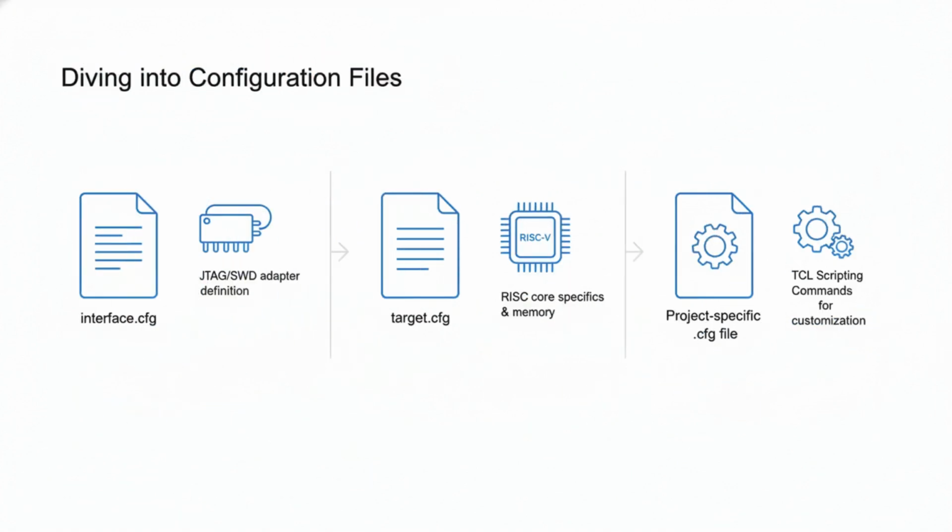OpenOCD's power lies in its flexible configuration files, which are written in a TCL-based scripting language. Typically, you'll work with at least two main types of configuration files. The interface.cfg file defines your JTAG/SWD debug adapter, how OpenOCD communicates with the physical hardware. The target.cfg file describes your specific RISC-V microcontroller, including its core architecture, memory maps, and flash programming algorithms. Additionally, you might create custom project-specific.cfg files to combine these or add further commands pertinent to your application. Understanding how to structure and write these scripts is fundamental to effective debugging.